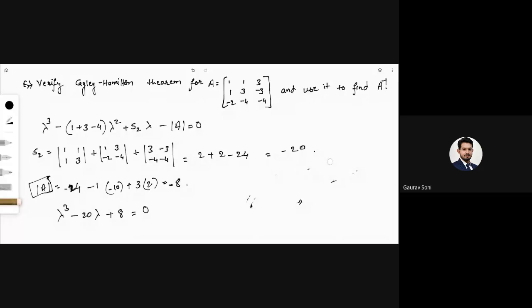So to verify this, I will have to show that the equation here is satisfied by the matrix A. To verify: A cube minus 20 into the matrix A plus 8. In this case, you cannot add this constant to the matrix, so I will multiply by I, and on the right hand side I should get 0. This equation is to be verified. Okay.